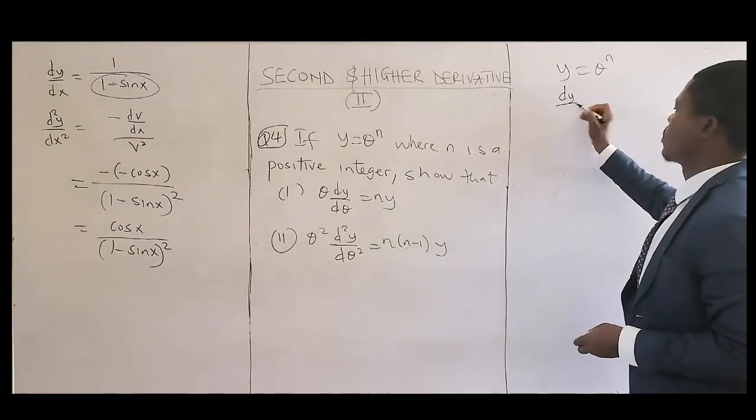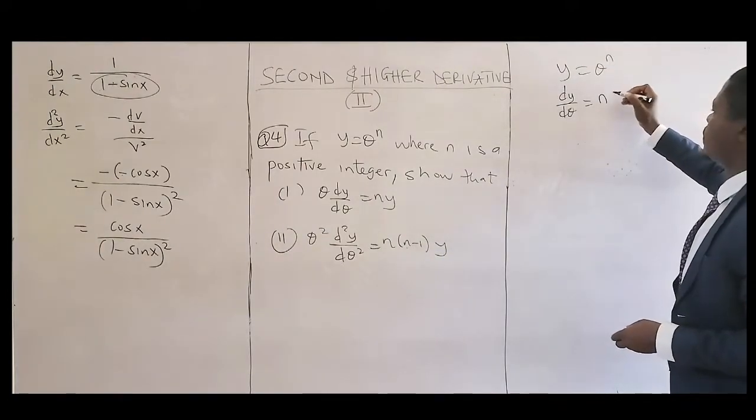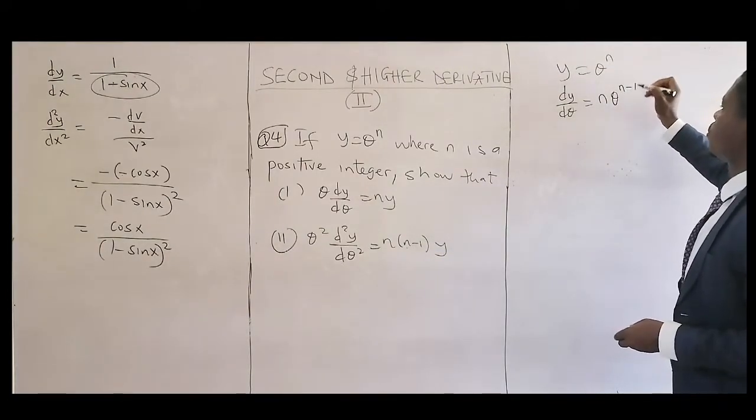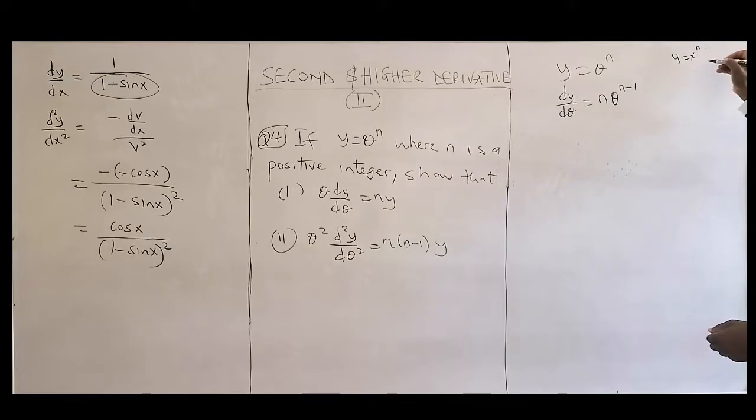The first differential, dy d theta, will be equal to this: n will come to the front, and then you have this, and then subtract 1 from the power. Just like the normal differentiation general formula, y equal to x to the n, the n will come to the front, and then minus 1. So that's what we've done there.